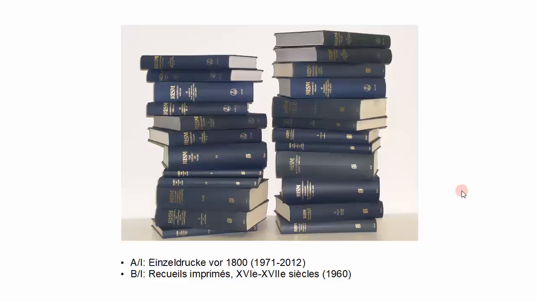MuseCat contains records for printed music that originated in the following print publications: A1, individual prints before 1800, meaning music books by a single composer, and B1, printed anthologies from 1500 to 1700. Plus, there are some prints after 1800 that were not in the printed publications, but are in RISM now.